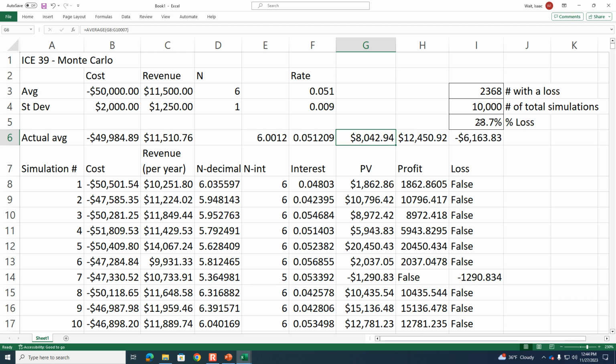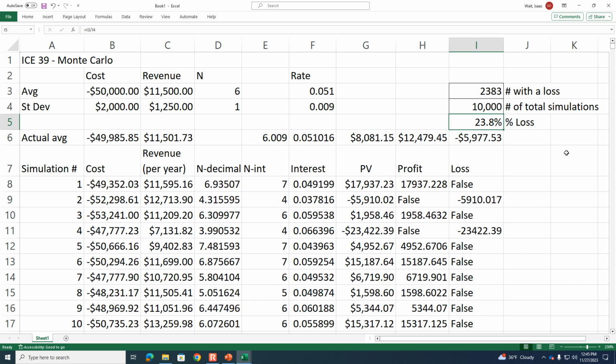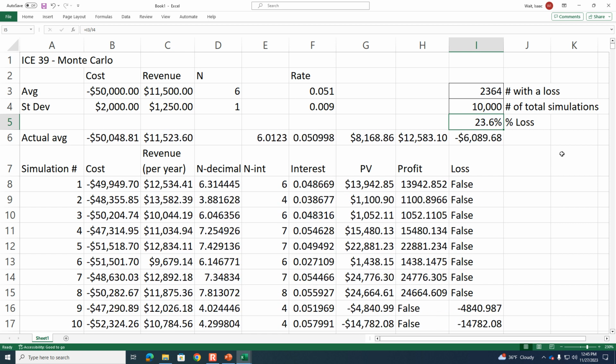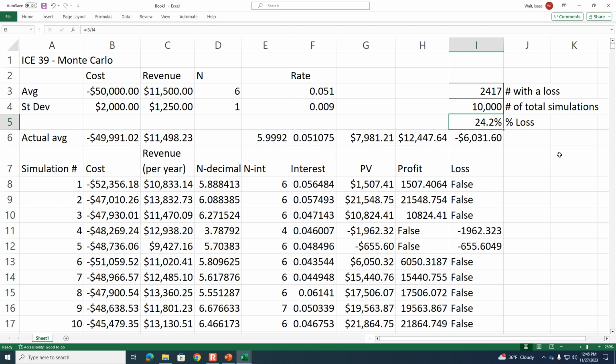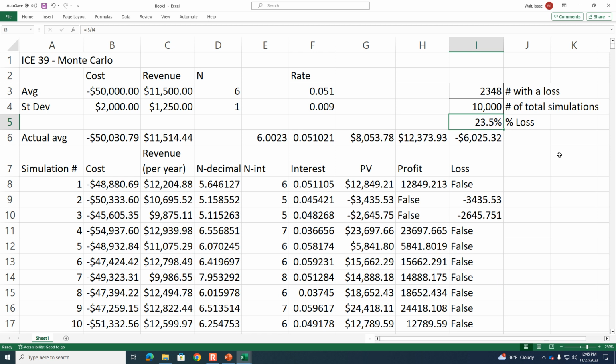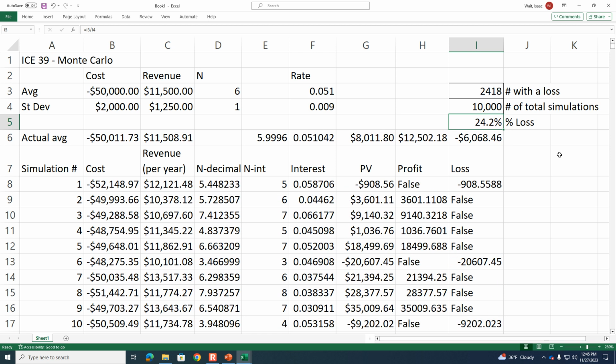What percent of the time will there be a loss? That's not changing as much. You know how every time I press F9, we're getting a slightly different present value? If you look at the percent of the times with a loss, it's varying less. About 24% of the time there's a loss.